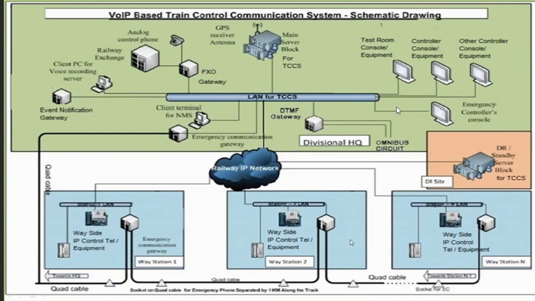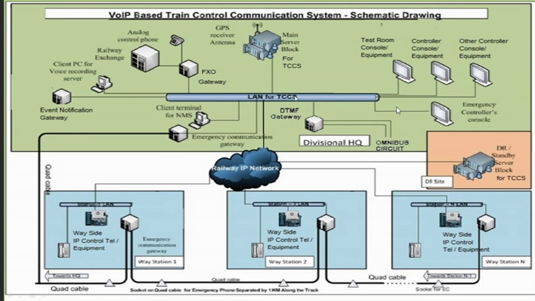So this is the block diagram of your VoIP based control system given by our. So this is the LAN network. Are you getting my mouse position? Okay. Yes, sir.